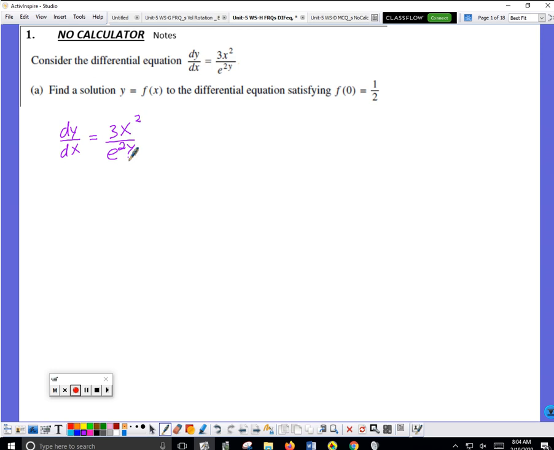So the first step in solving the differential equation never changes. You always multiply both sides by dx. So step one is always the same. Multiply both sides by dx.